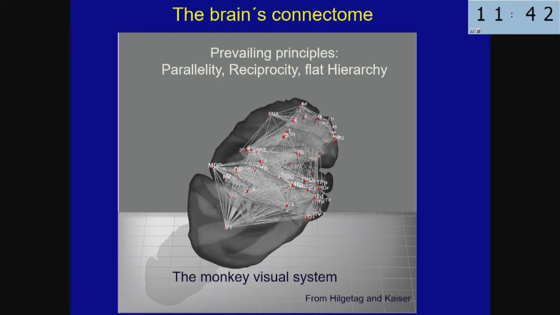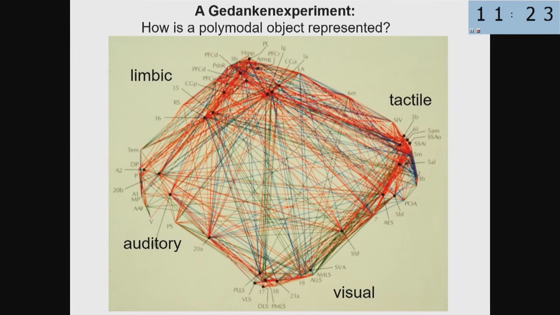If one knows one's way in this map of underground connections, one or two switching stations are enough to get from anywhere to anywhere. So the prevailing principle here is parallelity, is reciprocity of interactions, and is flat hierarchy. It's very, very different from what you know from deep convolutional networks, for example.